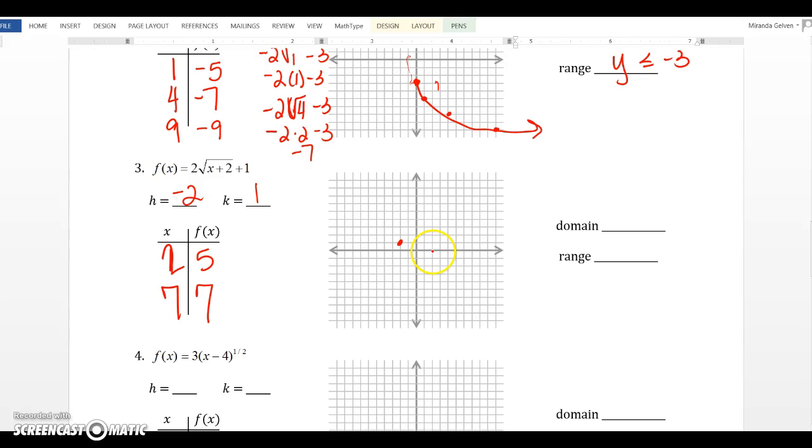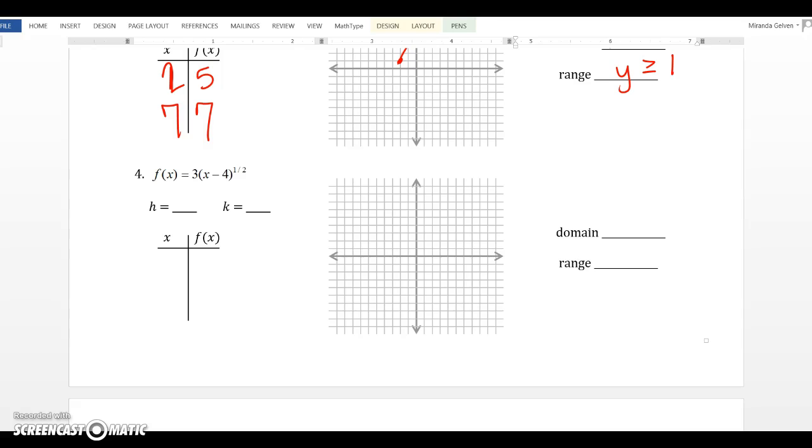So here are my points, 2, 5, and 7, 7, and it looks like this. So all that's left is to do our domain and range. Our a value is positive, that means our range is going to be greater than. So x is greater than or equal to -2. Y is greater than or equal to 1.